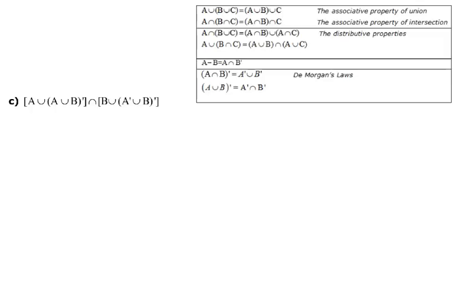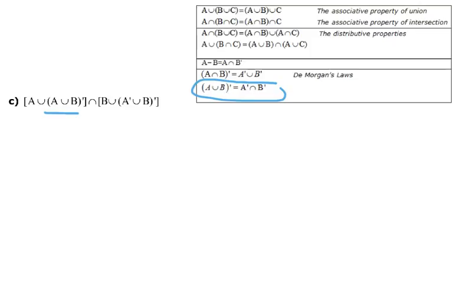Question C then. Same method as before. Let's look if we can spot any properties. In the left-hand side, we've got (A union B) complement. So we've got to deal with that bracket first to get rid of this little complement sign. We can see that that is De Morgan's law.